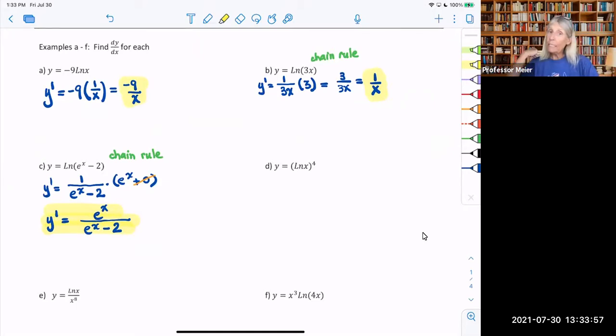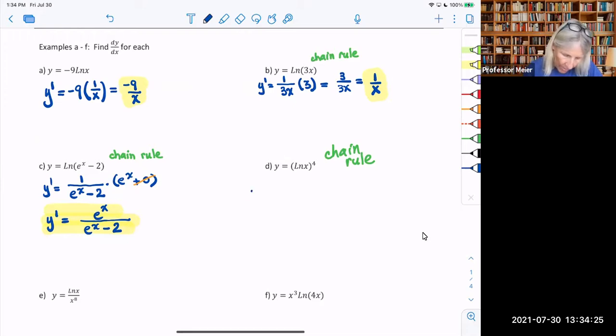Okay, problem D is a little different. Problem D is a composition of functions. You have a natural log inside of an exponential function. Okay, so that natural log is inside of an x to the 4th function. So being that it's a composition, we are going to do a chain rule, which, remember, is the derivative of the outside. The outside of this would be the power of 4 times the derivative of the inside.